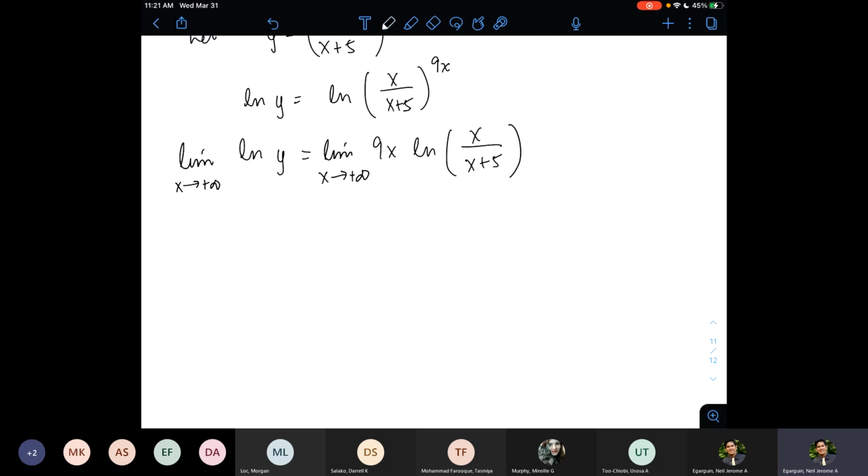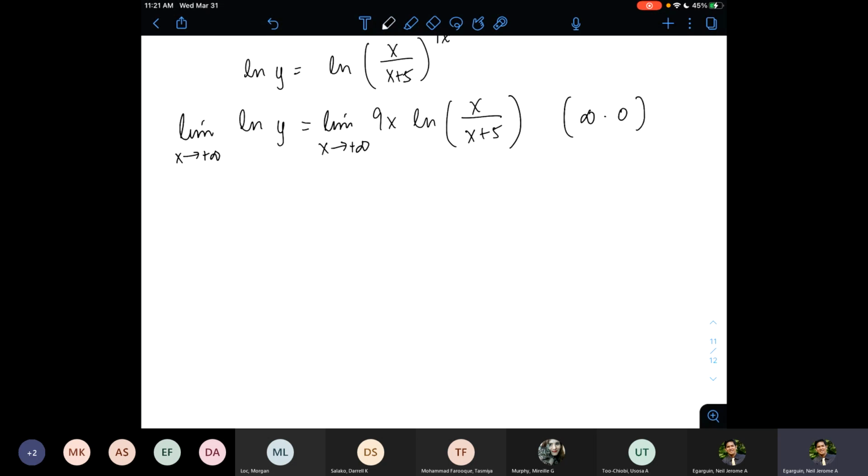So here, when you do direct substitution, you'll have 9 times x, but x is approaching a large number. So the first factor goes to infinity. Now the second factor, ln of x over x plus 5, goes to ln of 1, but ln of 1 is equal to 0. So we got that, right? And hopefully you recognize this to be indeterminate. You have infinity times 0, one of the indeterminate forms. Whenever dealing with such an indeterminate form, what we do is try to write it as an infinity over infinity or a 0 over 0, because if we have an infinity over infinity or a 0 over 0, L'Hopital's rule can be used to evaluate the limit.